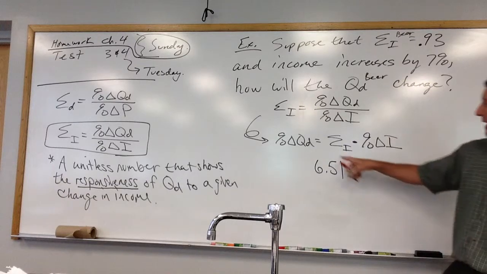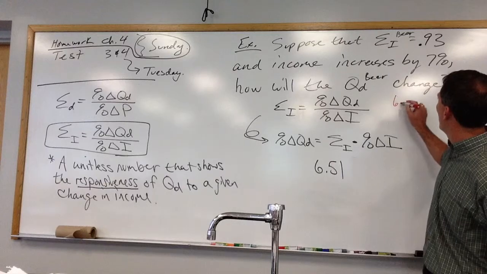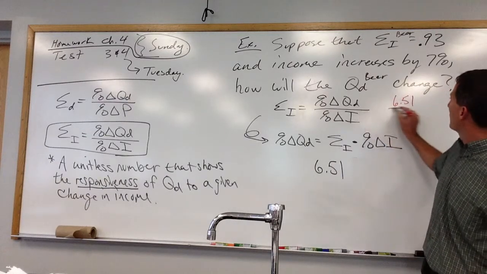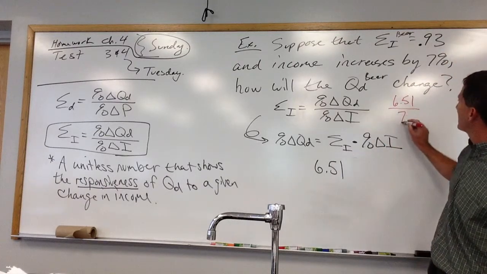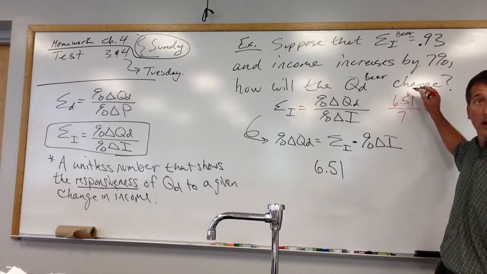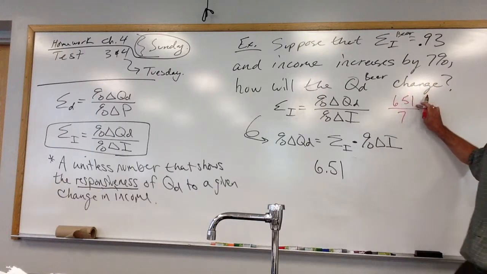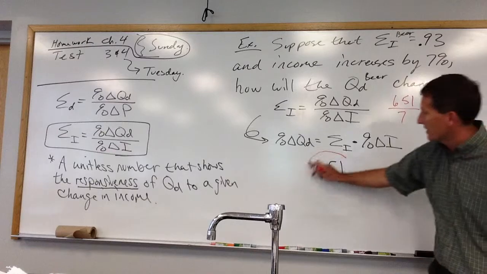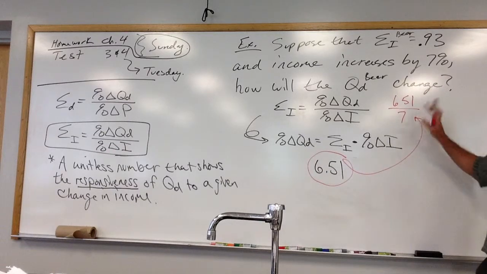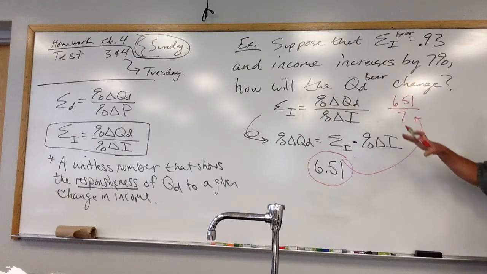If you take your answer of 6.51 and put it over what was given to you in the problem, a 7, that number needs to equal 0.93. And see, if you had put in 651, it would not have matched. So that's a good double check: take your answer and check it back in the original formula to see if that number makes sense.